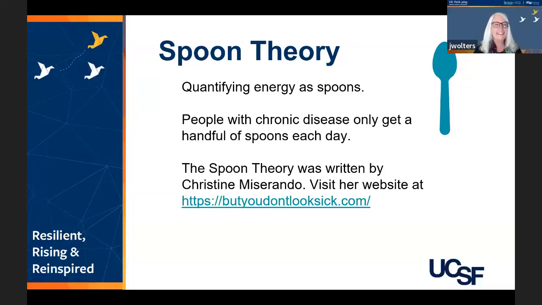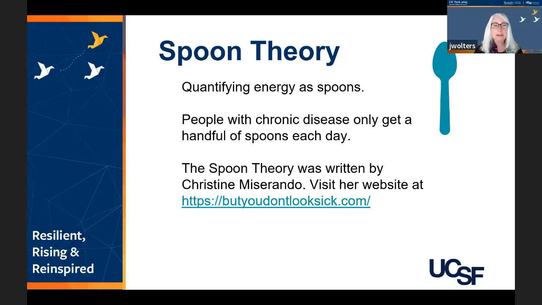Spoon theory. This is a topic that was new to me that Kelsey introduced me to. It's a metaphor for quantifying energy as spoons. So people with a chronic disease only get a handful of spoons a day. It may vary from day to day and it will vary from person to person.